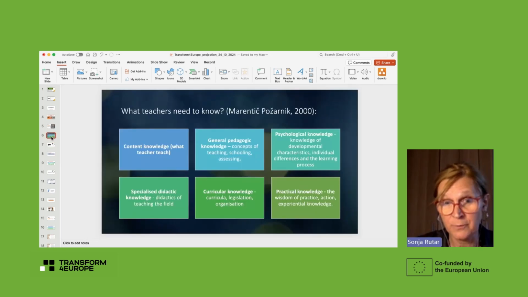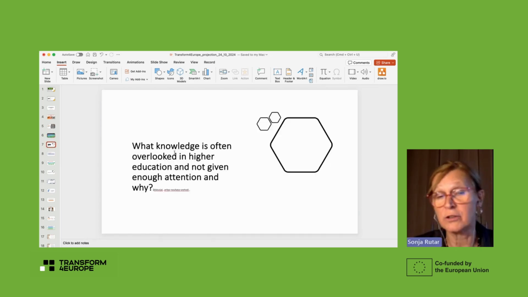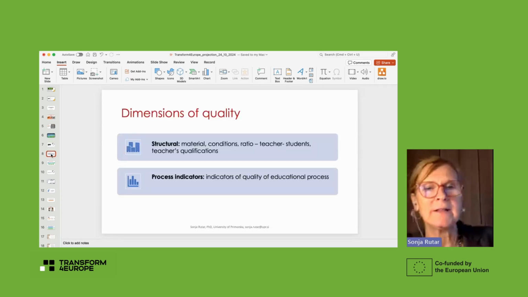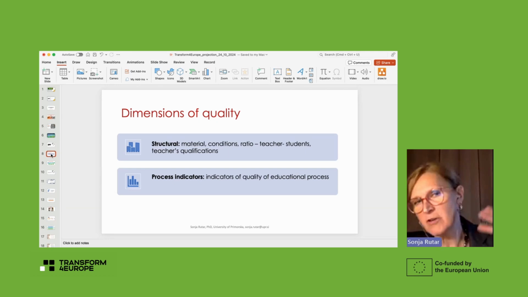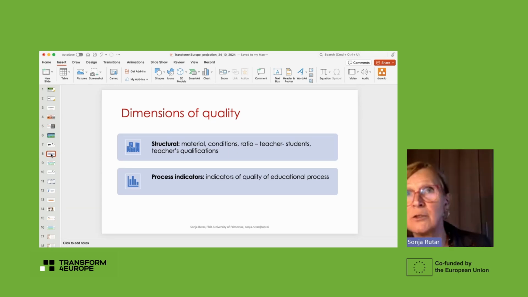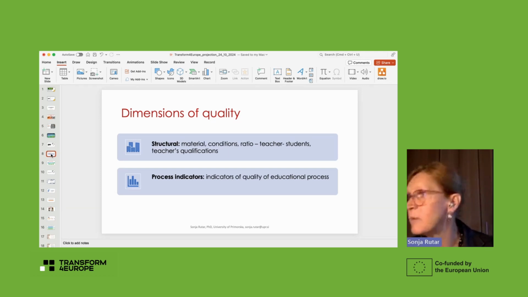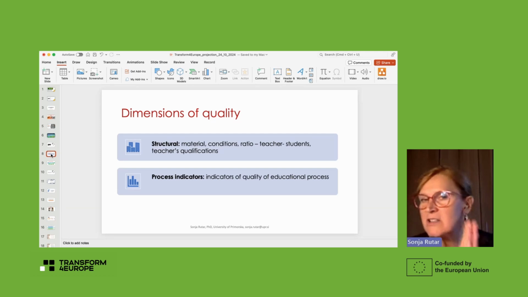If you look at this knowledge, which is overlooked, let's say, in a formal understanding of quality, one dimension of quality is the structural dimension, which is connected with material conditions and the teacher-student ratio. As far as I know, in very good universities they have a ratio of, I don't know, one teacher to 15 students. If I had 15 students, my students would probably be space shuttle.